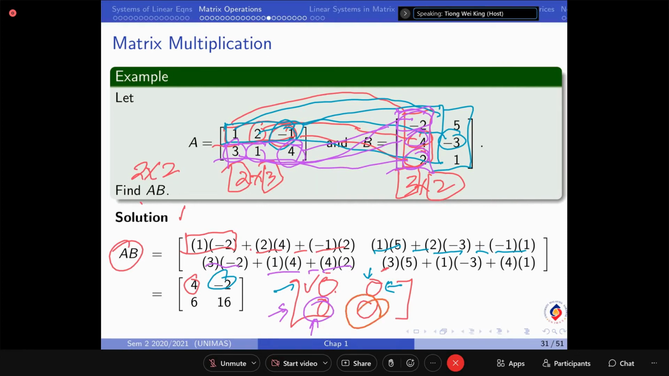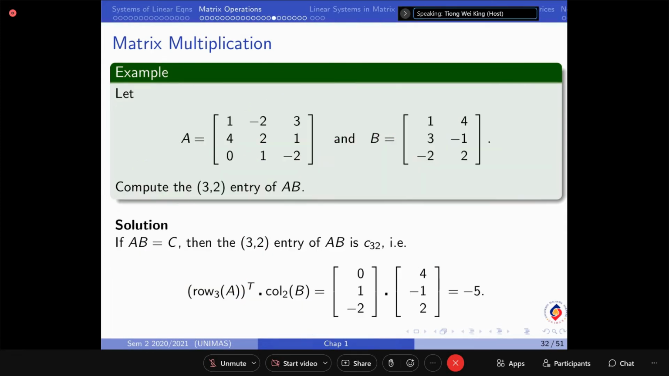And then the last one is the second row and second column. So you take the second row, multiply with the second column. So 3 times 5, plus 1 times -3, plus 4 times 1. Simplify, you get 16. Okay, so that's the matrix multiplication. Okay, next.